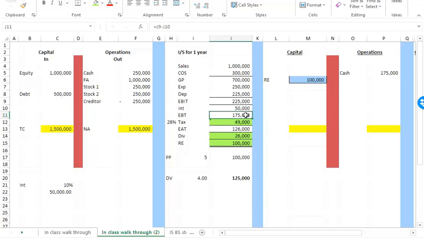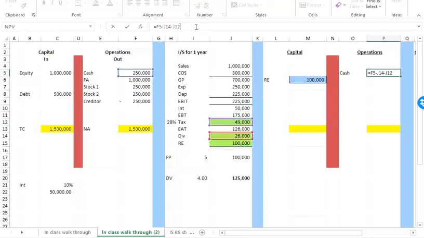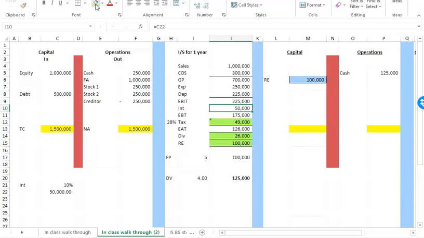The earnings before tax is a subtotal, so we don't need to process that. The next one we need to process is the interest payment. We paid that from cash. You can only pay interest out of the cash in the bank account. So let's subtract that out of our cash and paint that green to show that we have processed that. Next up is EBIT, and that is a subtotal, so we don't process that.